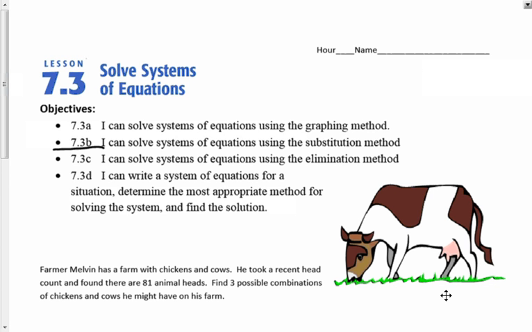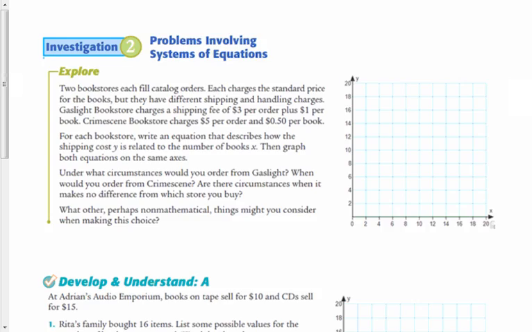All right, students, this is lesson 732. In this lesson, we are going to learn, actually 733, sorry about that. We're going to learn how to do this one, solving systems of equations using the elimination method. We're going to start on page 14, so go ahead and find page 14.